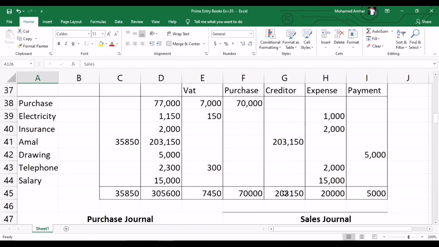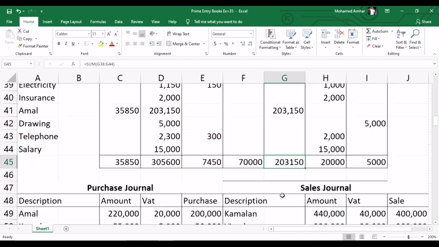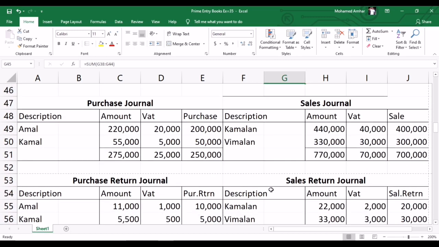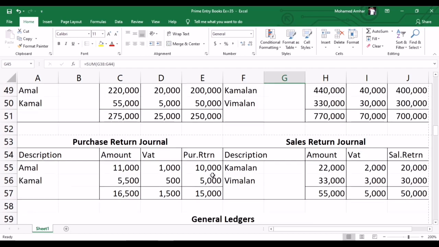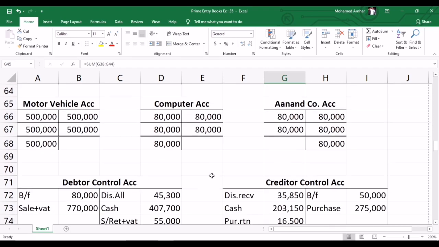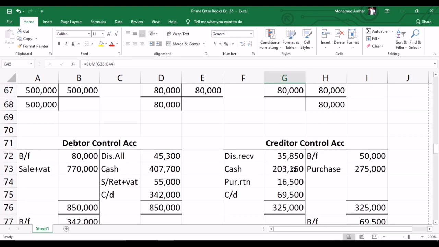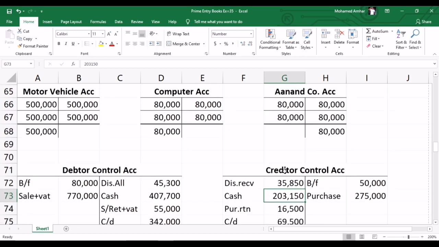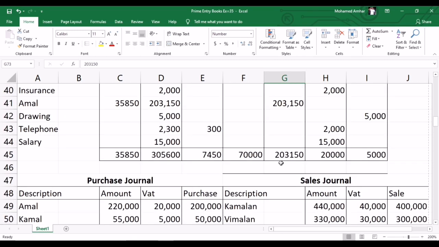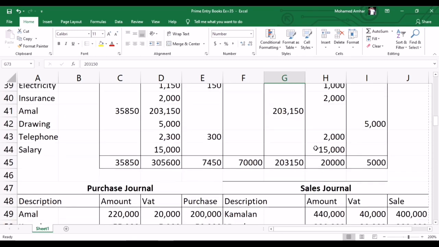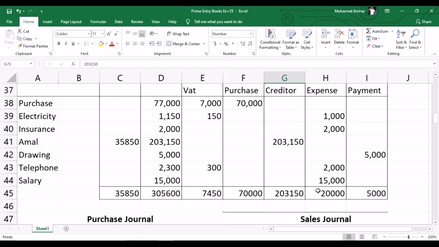Next, payment to creditor 203,150. So it should be debited to the creditors control account. So the creditors control account here is debited 203,150, and then 20,000. This is expenses.